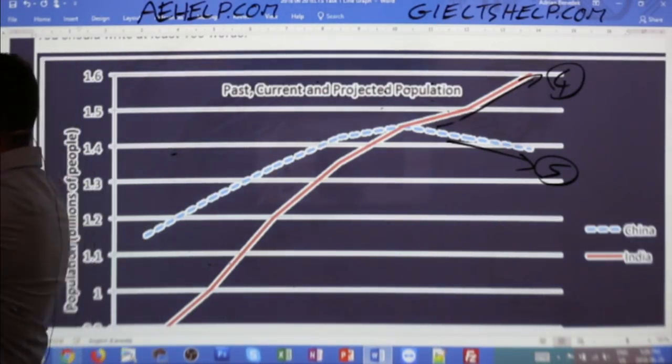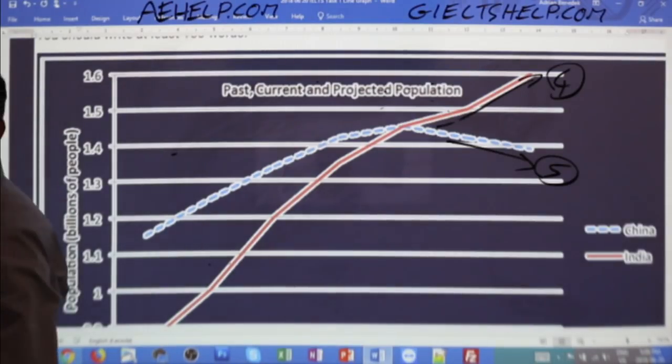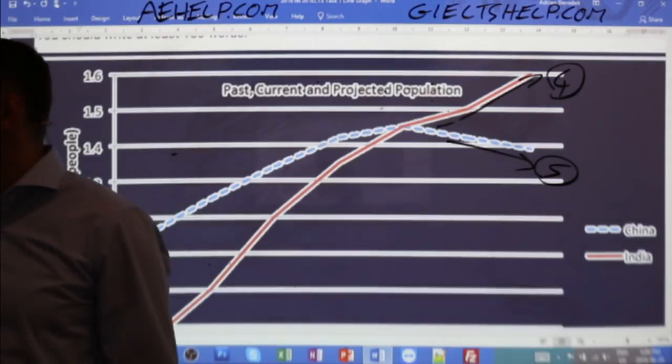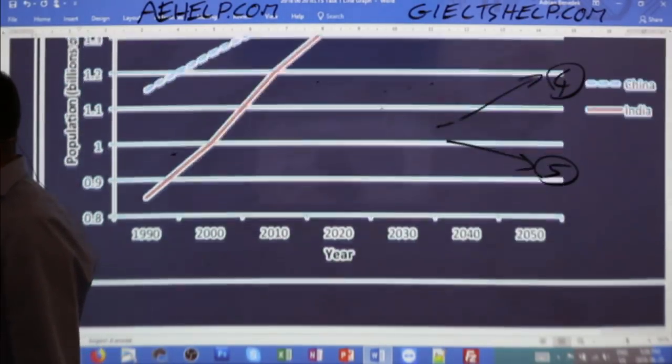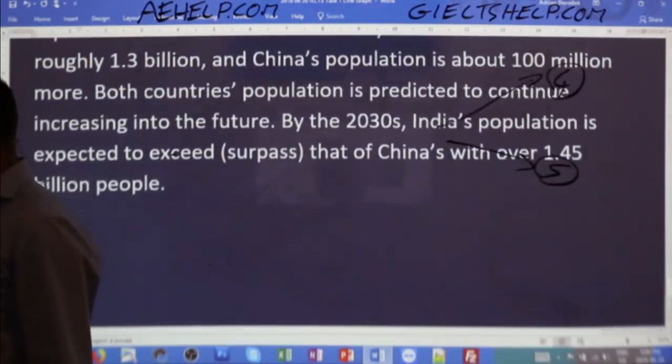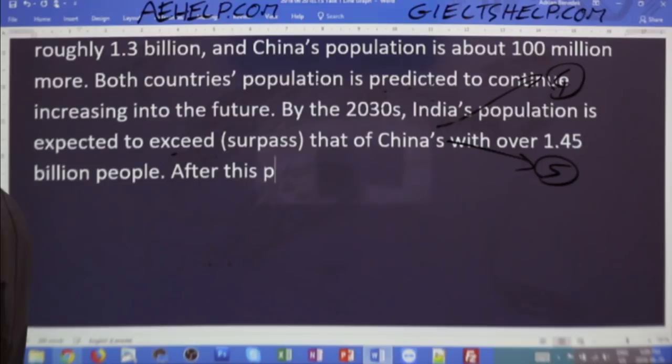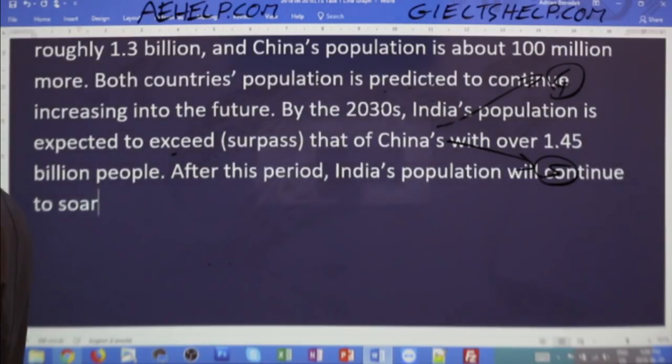So sure, we can do that. Now make sure that you show strong contrast. Use words like however or conversely, okay? Show strong contrast. Use good conjunctions. So after this period, India's population will continue to soar for the next 20 years.